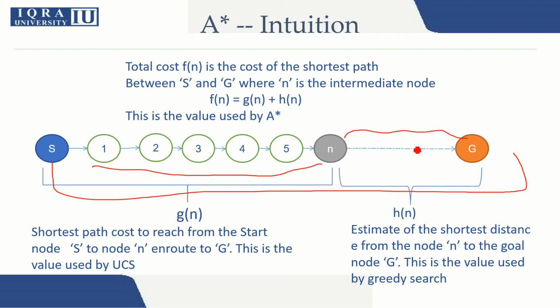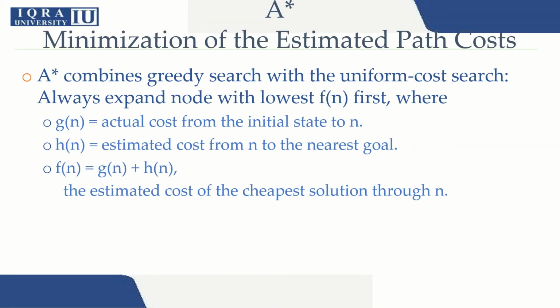In short, A* is the combination of both UCS and greedy search. So how does it work? A* is the minimization of the estimated path cost. So we always select the path cost that we think is the best possible of all the costs that are available.